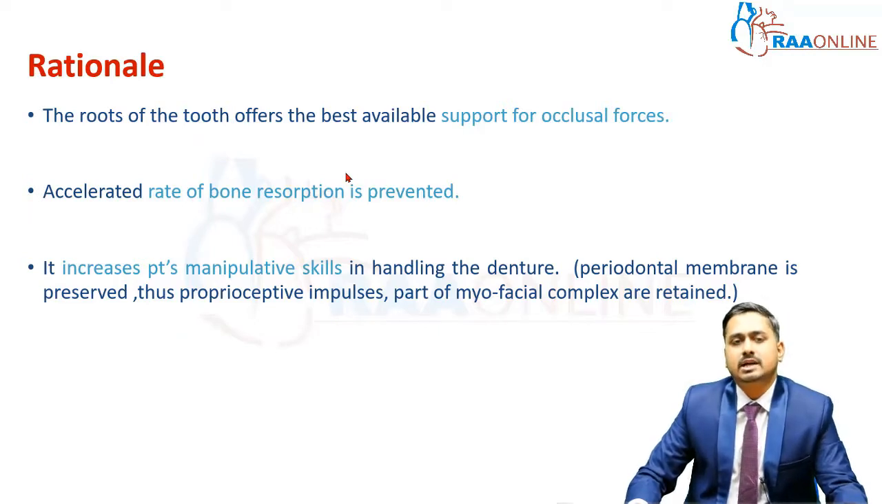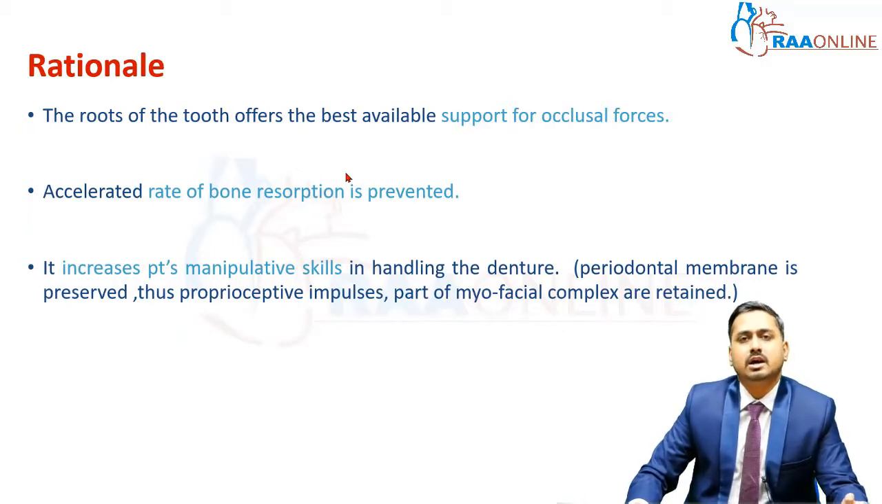Next comes the accelerated rate of bone resorption, which is prevented when you are giving an overdenture. Since a few teeth are retained in the arch, the bone surrounding the teeth will not undergo a greater amount of resorption, as we usually see after a tooth extraction. So retaining the roots or teeth will help us preserve the bone around that particular tooth or root. Third thing is, it increases the patient's manipulative skills.